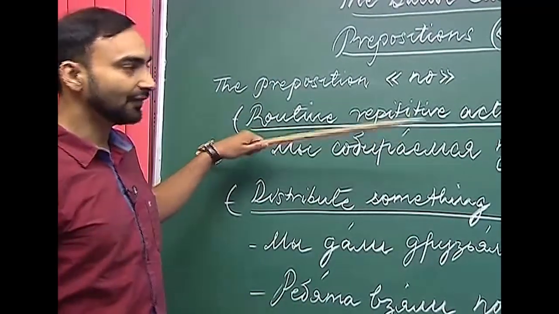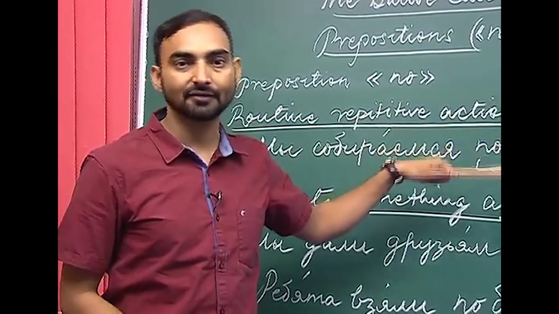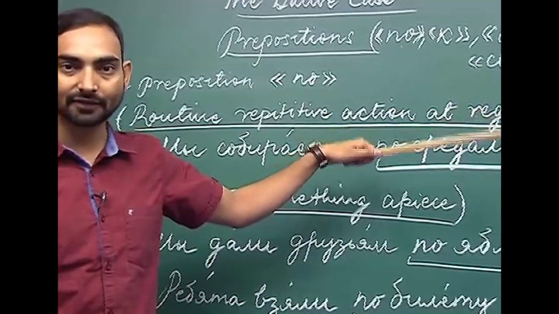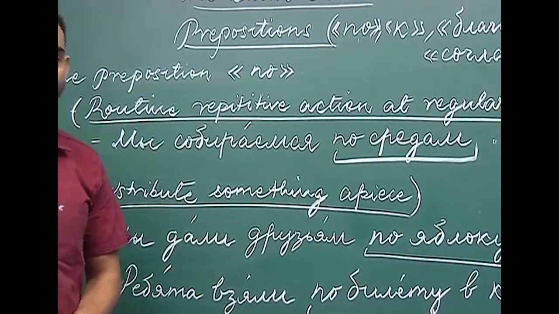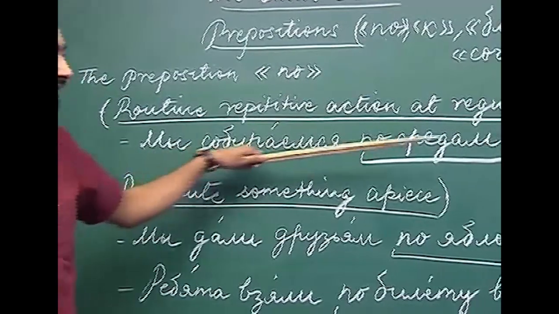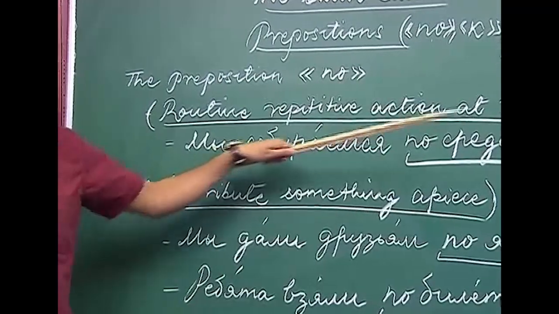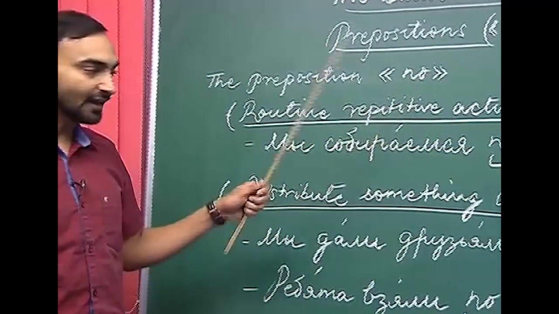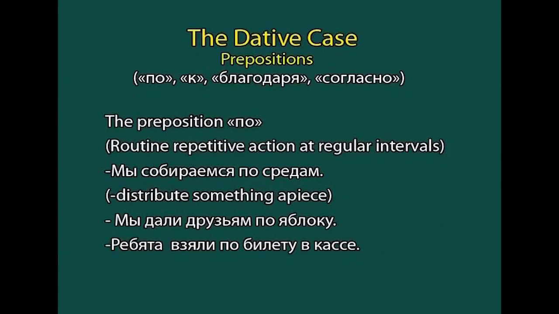So, if we are denoting a routine repetitive action which is taking place at a regular interval, then we use the preposition per along with the noun in plural in the dative case. Example: we meet on Wednesdays.